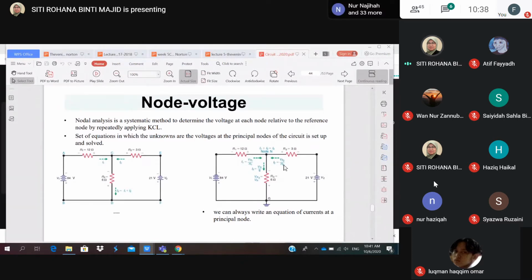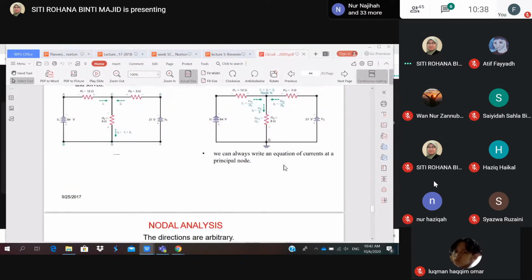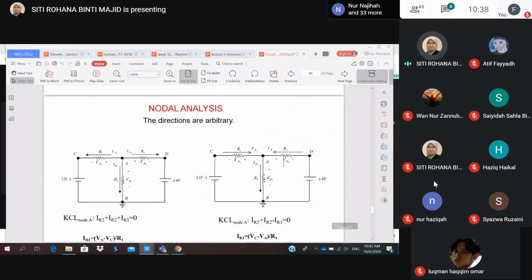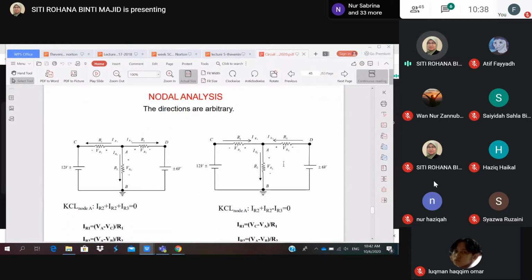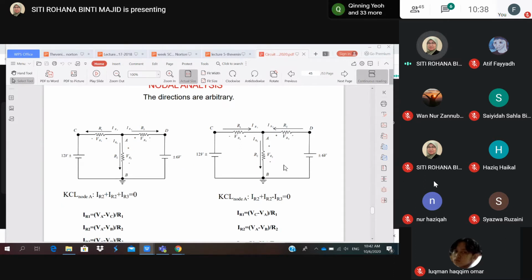Okay, I hope you're clear with that. So the next part is nodal analysis. The direction for the nodal analysis is arbitrary. So what does it mean?